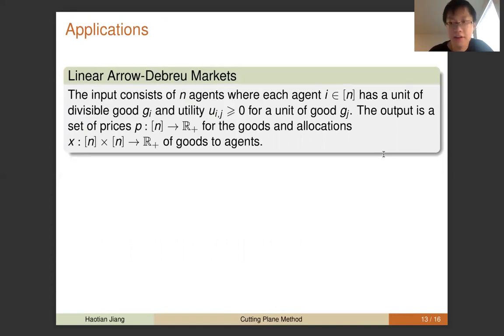The first one is the linear Arrow-Debreu market. In this problem, we are given as input n agents, where each agent i has a unit of divisible good G_i and utility U_ij for each good G_j. And the output we want to compute is a set of prices p for each one of the goods, and allocations for the agents. Basically, allocations means how much each agent sells his good to other agents.